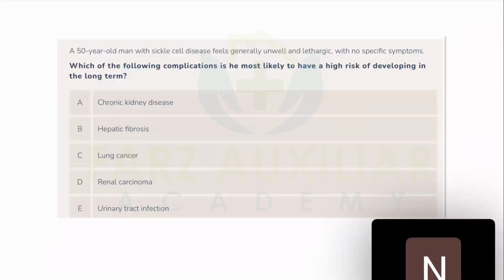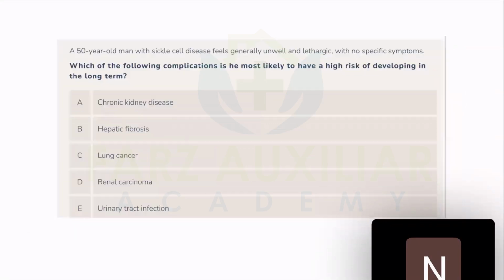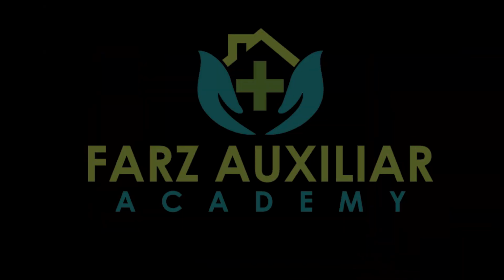I hope this part was clear, right? Hepatorenal syndrome does come up. It is more a portion of the GI and hepatology side, but yes. A 50-year-old man with sickle cell disease feels generally unwell, lethargic. Nothing to think about here, you just have to know the answer. So what is the answer here?